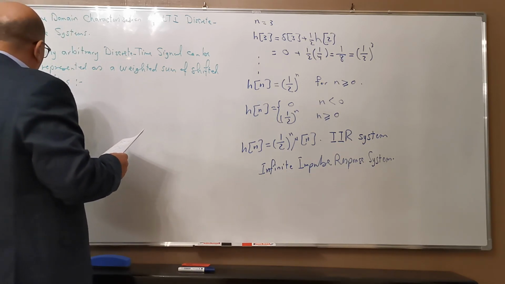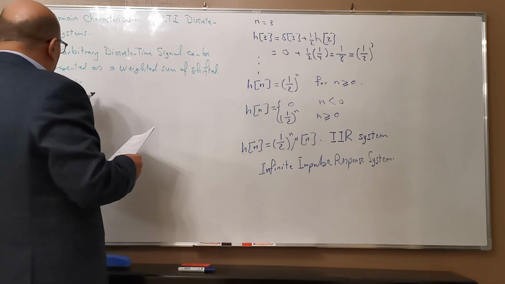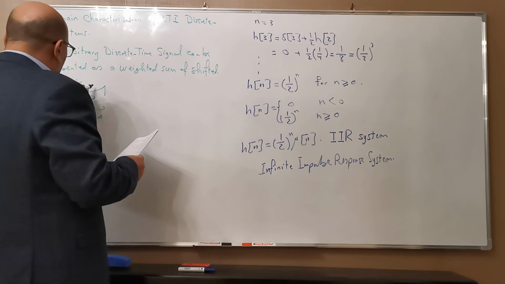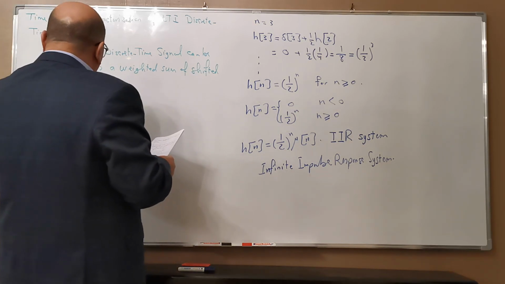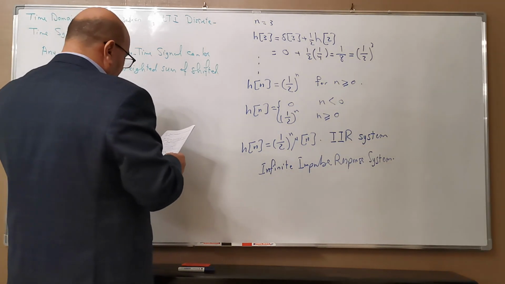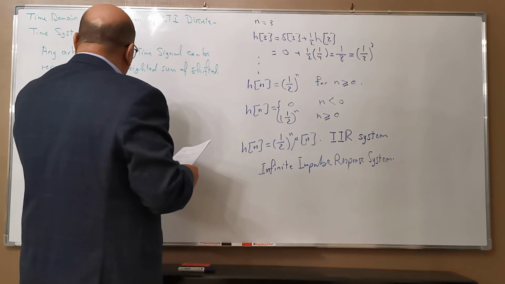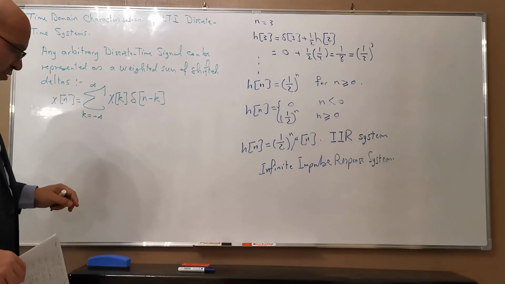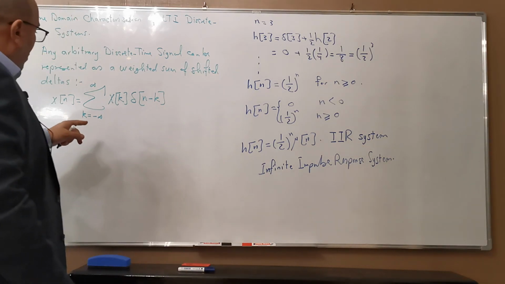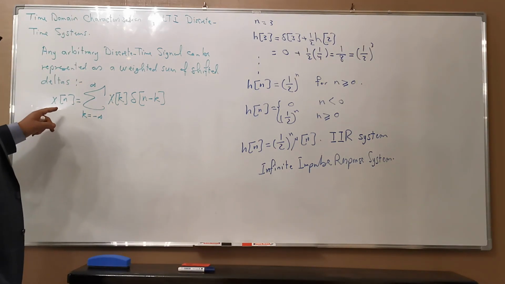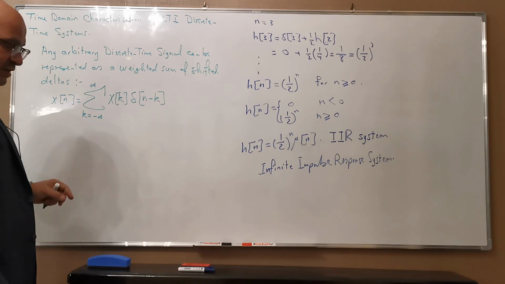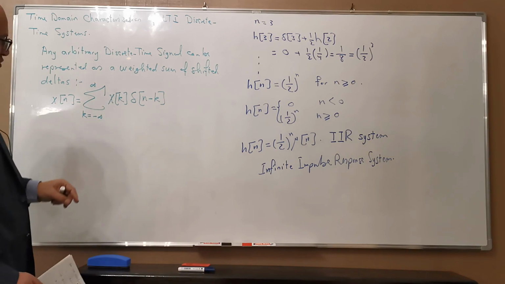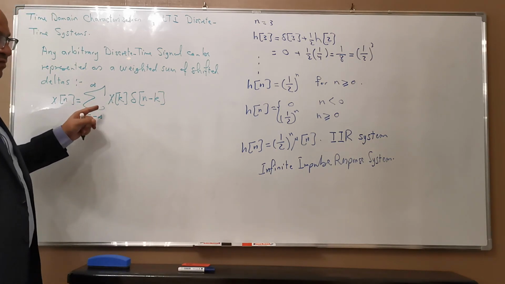We can say that any x of n is the summation from minus infinity to infinity of the weight, which is x of k, times the shifted delta, delta of n minus k. We showed this to you before. Please go back to the representation of any arbitrary signal and you can see how we derive this equation. So this equation has been shown previously.